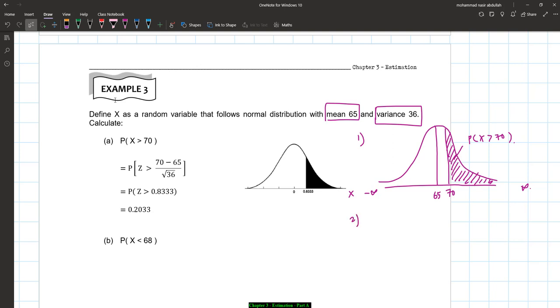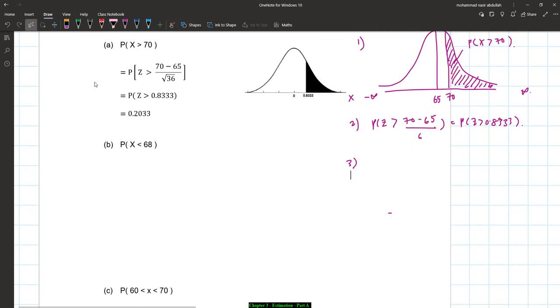The second step is we need to convert this value to z distribution. So probability of z, remember z is equal to x minus mu divided by sigma. Sorry, divided by sigma, right? So this one should be 70 minus mu, which is 65, divided by sigma. The variance is sigma squared, so sigma is equal to the square root of 36, which is 6. So divide by 6. This one should be the probability of z more than 0.8333, right?